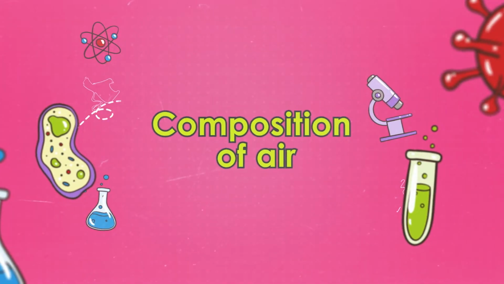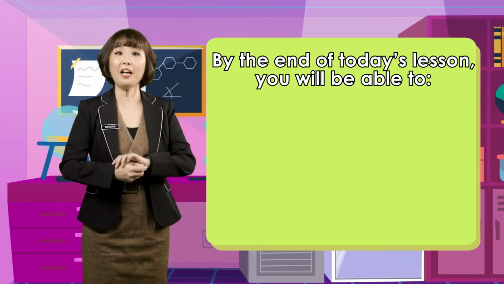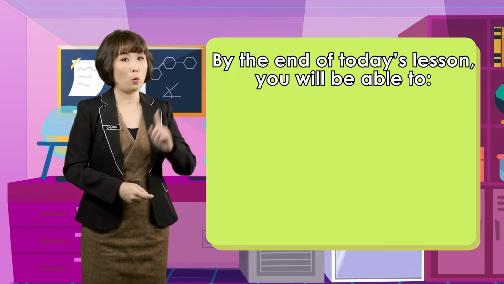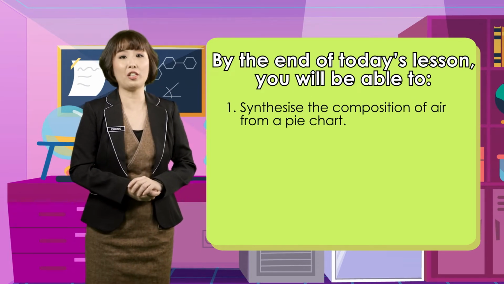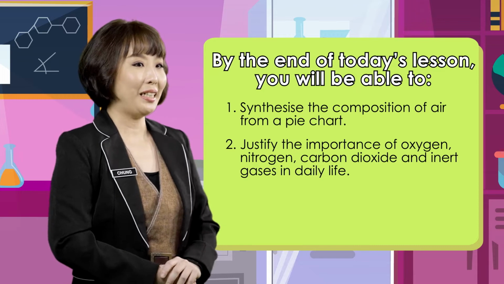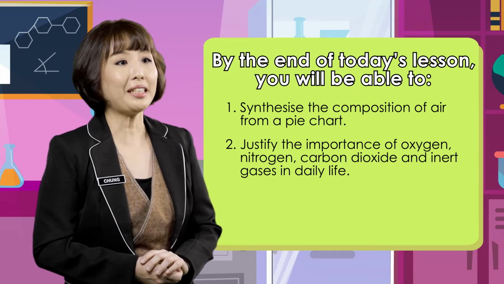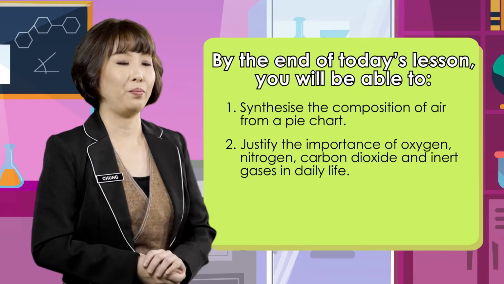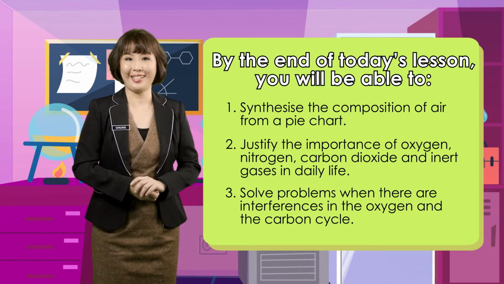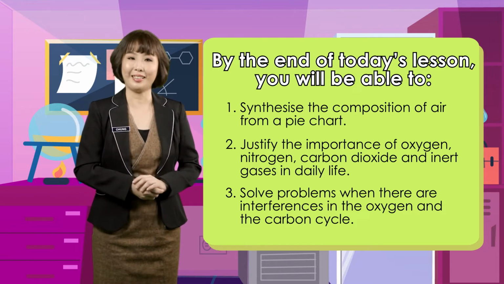In the first unit, we are going to learn about the composition of air. At the end of the lesson, you will be able to: 1. Synthesize the composition of air from a pie chart. 2. Justify the importance of oxygen, nitrogen, carbon dioxide, and inert gases in daily life. 3. Solve problems when there are interferences in the oxygen and the carbon cycle.